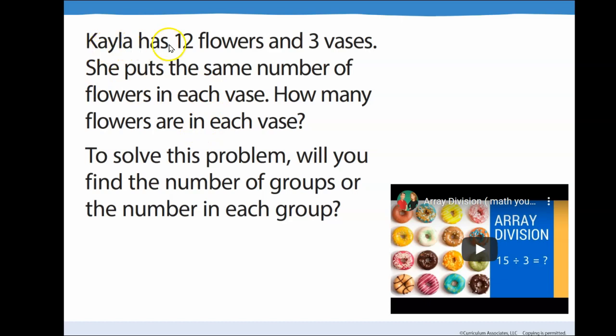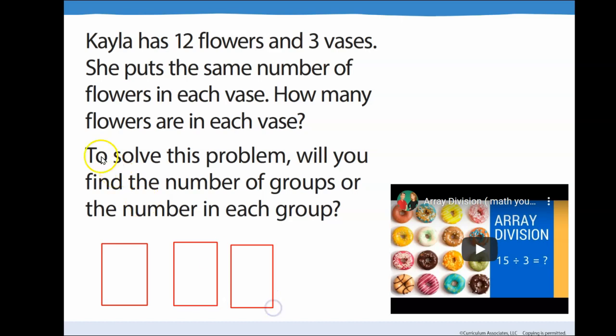Okay? So Kayla has 12 flowers with 3 vases. How many vases? 3. 1, 2, 3. It says to solve this problem, you will find the number of groups or the number in each group. So technically, do I know how many are in each or how many groups I have? What do I know already? You just said it. How many groups, right? Because she's going to divide the 12 flowers into how many vases? 3. Okay. So I need to put 1 flower in each and keep going until I run out.